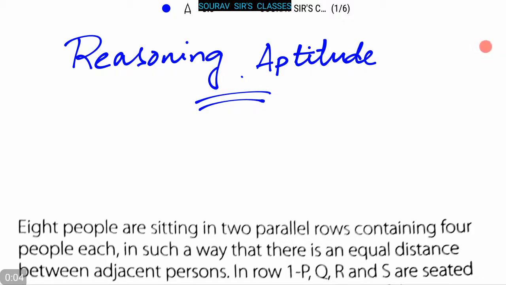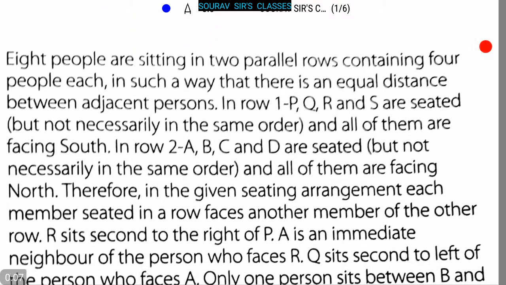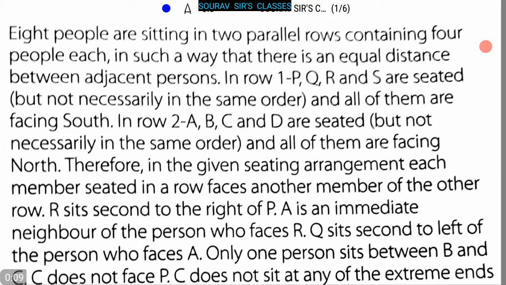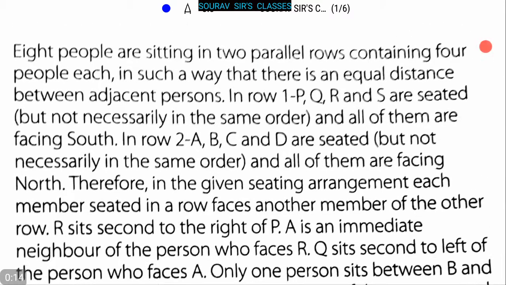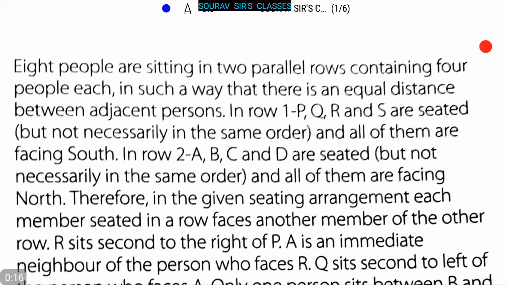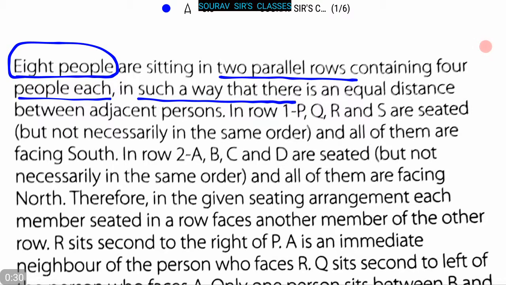Today our topic is reasoning aptitude, and here a passage is given. Some information is also given in this passage, and on the basis of this passage we have to solve some questions. So at first let's read the passage very carefully. 8 people are sitting in 2 parallel rows. So here the number of people is 8 and they are sitting in 2 parallel rows containing 4 people each, in such a way that there is an equal distance between adjacent persons. So between two persons the distance is the same.